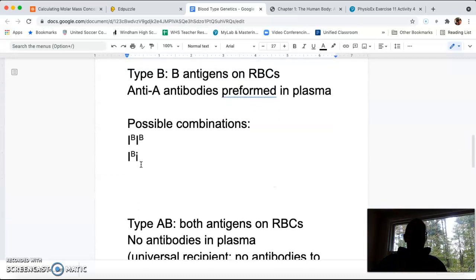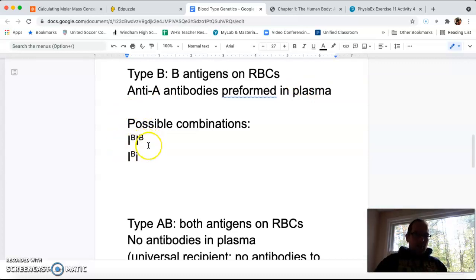So then we have type B blood. In type B blood, we have B antigens on our red blood cells, and we have antibodies against the A antigen that are preformed in the plasma, that is, present from birth. And to get that blood type, you could either be homozygous dominant, you could have both B alleles, or you could have the dominant allele for the B antigen and a recessive.